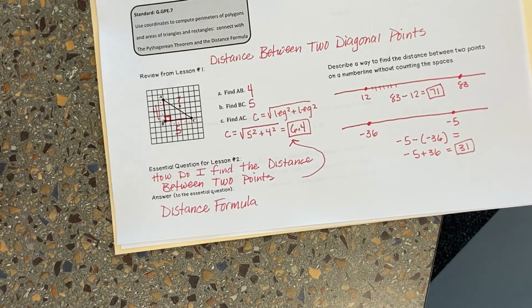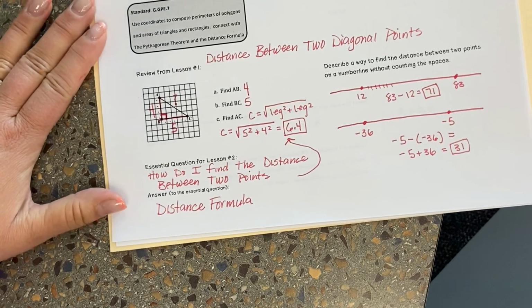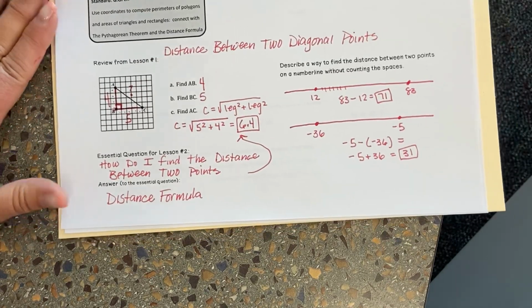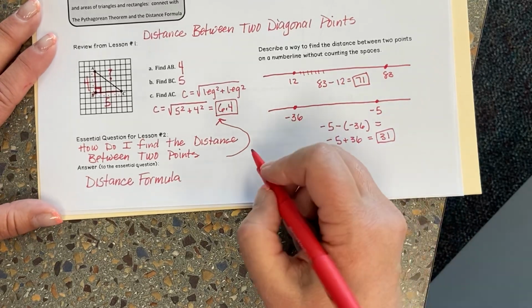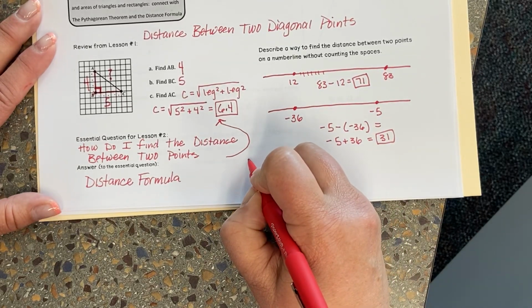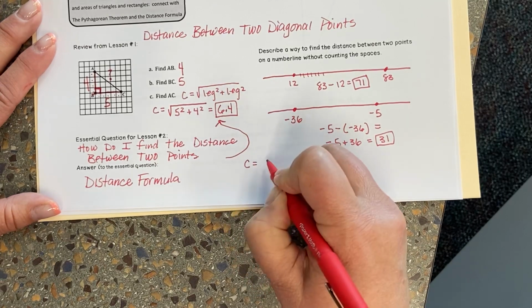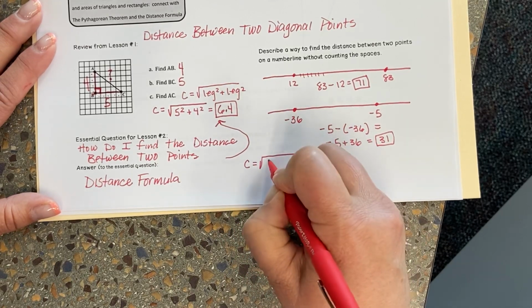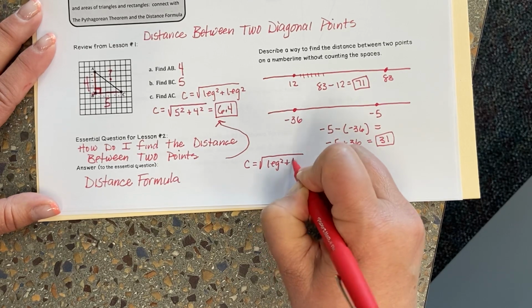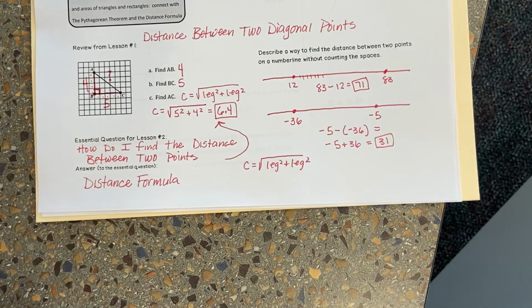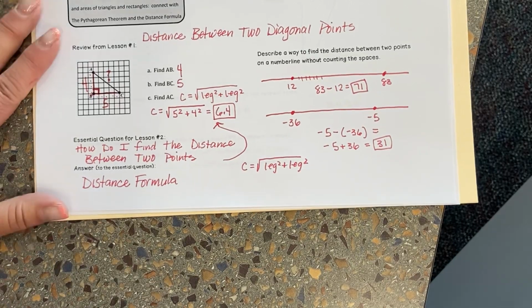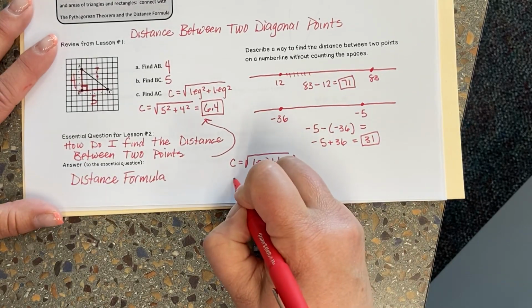But here's the thing. The distance formula and the Pythagorean theorem are exactly the same formula. They're exactly the same thing. They're just written differently sometimes. So let's compare them. The Pythagorean theorem written like this: hypotenuse equals square root of leg squared plus leg squared. Okay. If you were to Google the distance formula, this is what you're going to find.